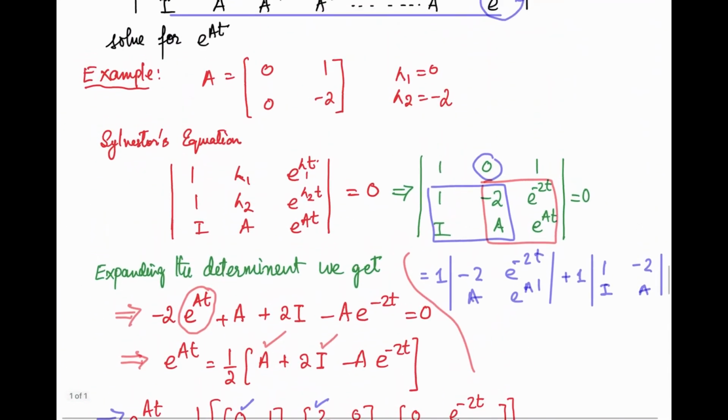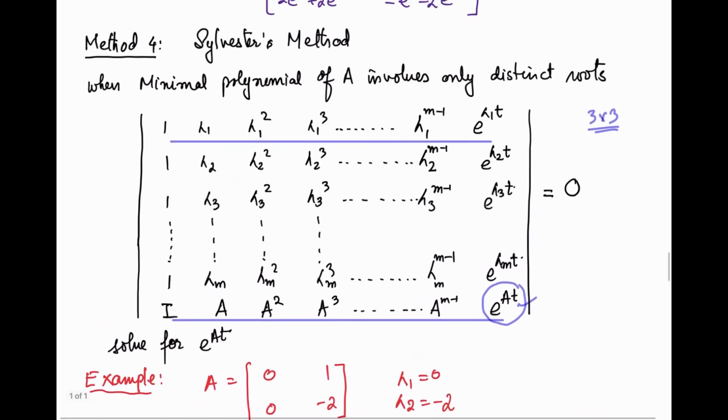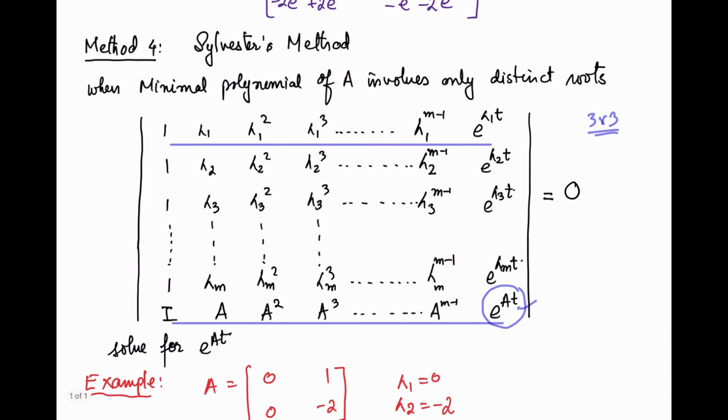The second method that we have discussed is the Sylvester method. In the Sylvester method, we set up the equation using this one. Okay, so in this, the last row is basically the last element of this row. This is the state transition matrix.